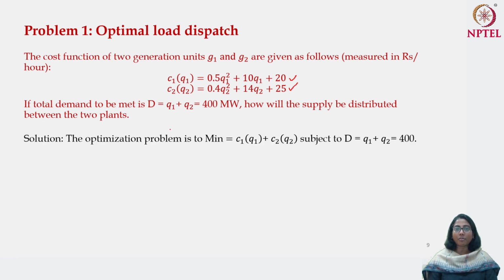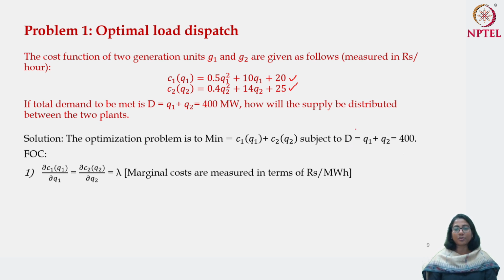Let us start with the optimization problem that we have been discussing. The problem is to minimize C1Q1 plus C2Q2, that is the total cost, subject to the supply constraint D equal to Q1 plus Q2 equal to 400. So let us see what the first order conditions look like. We have seen that the marginal cost of the first generating unit is equal to the marginal cost of the second generating unit, which is equal to the Lagrange multiplier lambda.